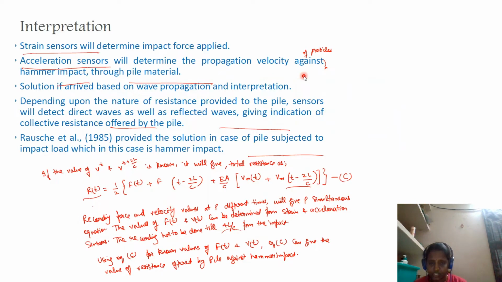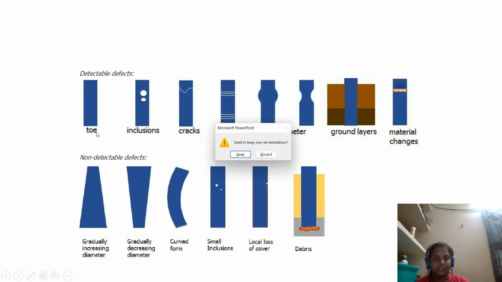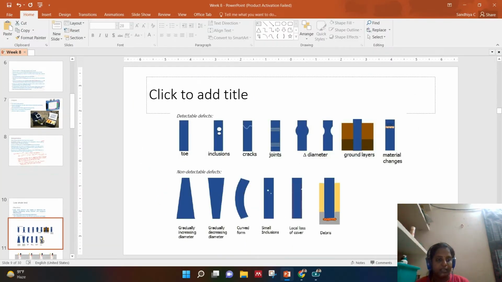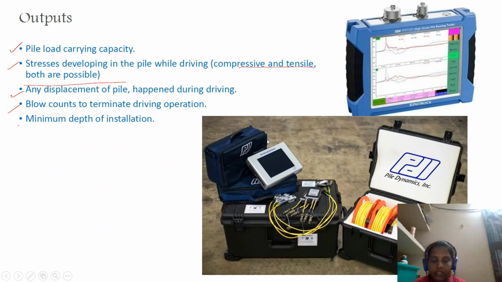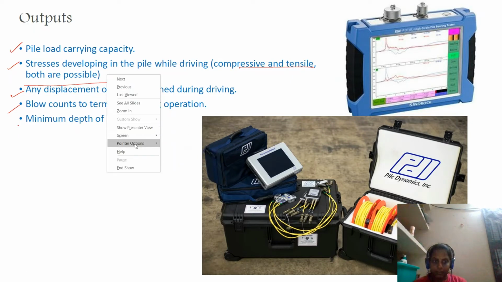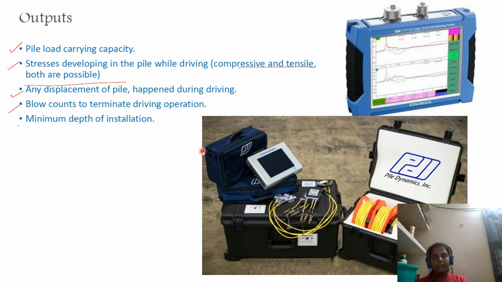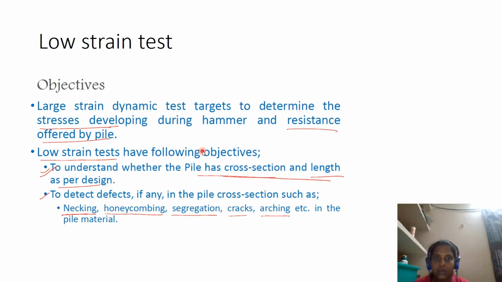So we have seen about the high strain test now. Your high strain test can ultimately give you the stresses developed and the load carrying capacity of the pile. Now, if you want to check whether the pile has formed the required shape, whether your pile is going to be intact, and whether there are any cracks present in the pile, all such things we can get from a low strain test. The large strain dynamic test is to determine the stresses developed during the hammer.